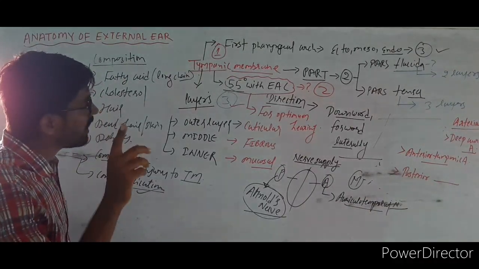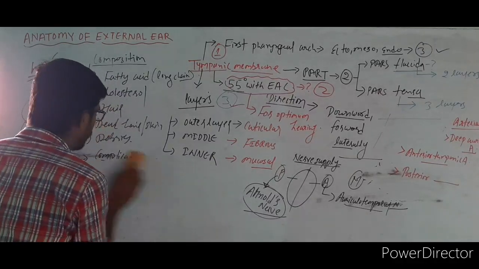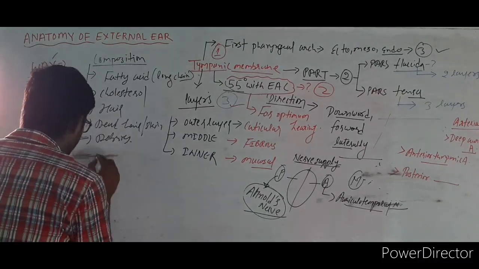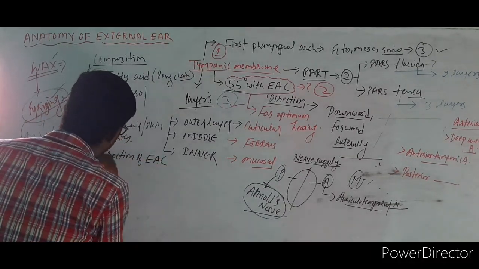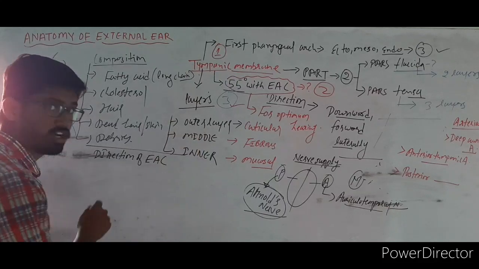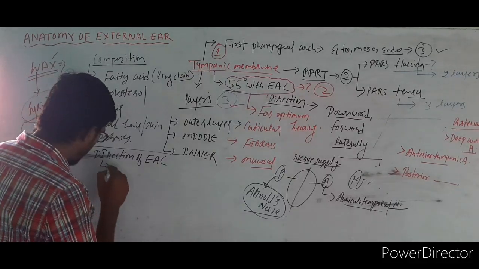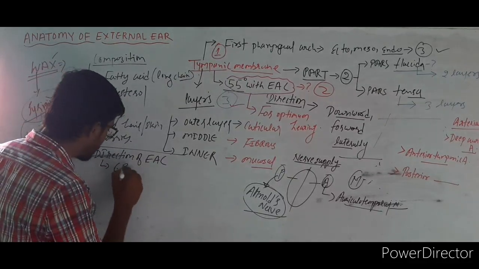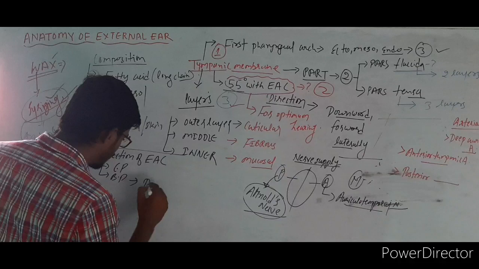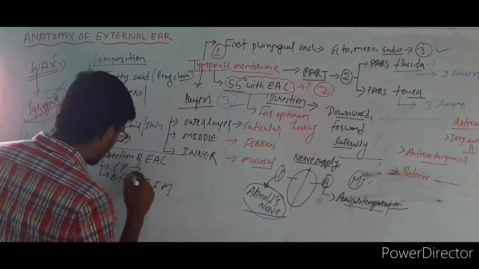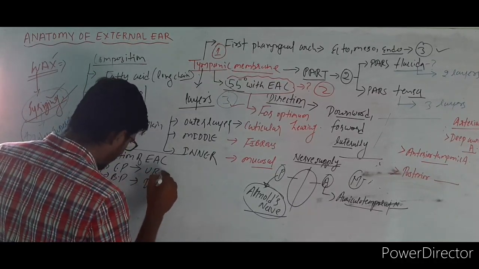I didn't tell you one thing about the external auditory canal, its direction. I told you I would, but I forgot. The outer part is the cartilage part, and this one is the bony part. The bony part runs downwards, forwards, and medially, and the cartilage part, the outer part, runs upwards, backwards, and medially.